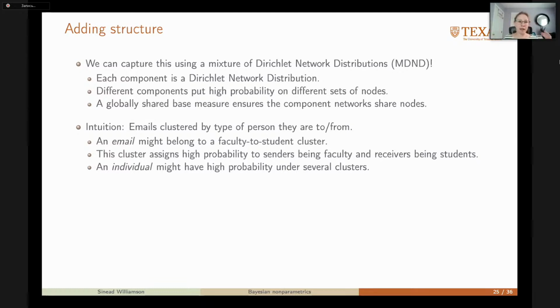But you know, maybe Rodrigo has a, sorry, I'm using you as my example all the time. I've been emailing you a lot lately. He may well be a Hollywood star and I just don't know it. So maybe he can belong to multiple clusters. So we want these clusters to have overlapping support. And again, we're going to do that using a hierarchical construction.